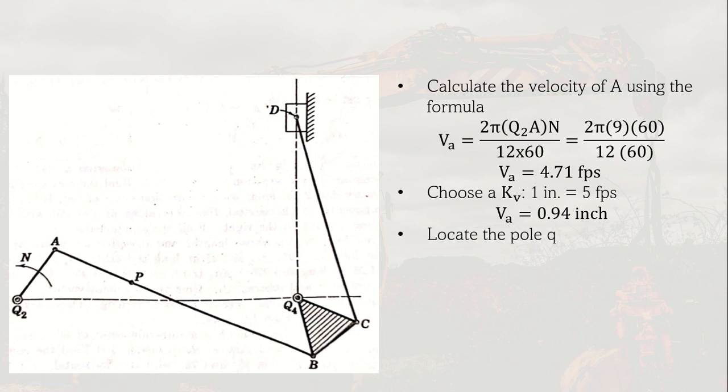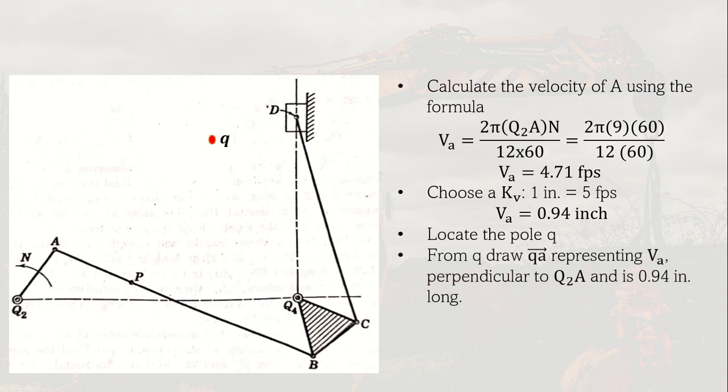The next step is to locate the pole Q. The location of the pole Q depends on where you want to place it, so that you can easily draw the perpendicular lines to the actual linkage. That's why I place it near the different links so that we can easily draw the lines later on. You can place it anywhere. So that's the location of pole Q, and then from this pole Q, we draw QA representing the velocity of A perpendicular to Q to A and is 0.94 inches long.